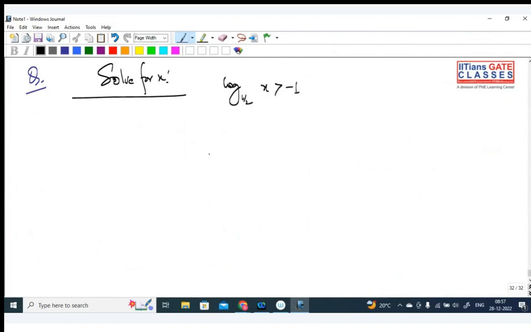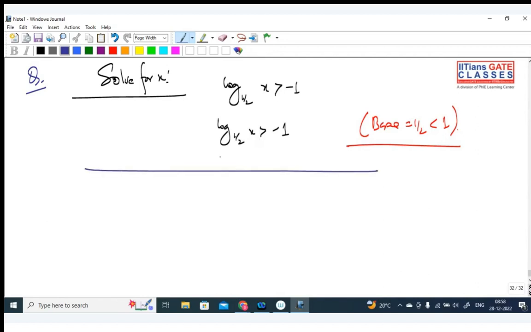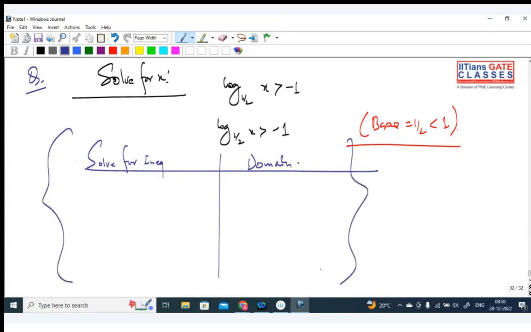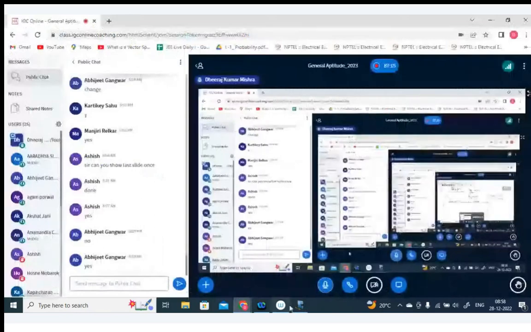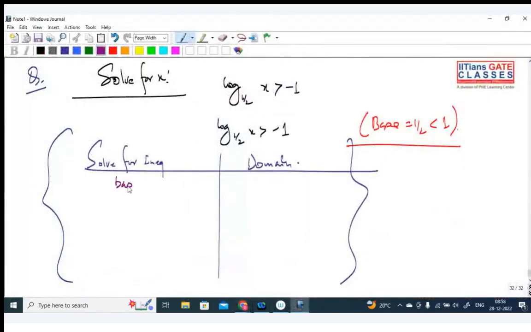So this is log base 1 by 2 of x greater than minus 1, right? So you see here, guys, what is the base here? The base here is 1 by 2, which is less than 1. If you're going to take this 1 by 2 to that side, this inequality will change now. So you have to be very, very careful. In log, you have to solve for inequality and also see the domain for the log. This is very, very important to remember. So here the base is less than 1, so x will be less than 1 by 2 to the power of minus 1.